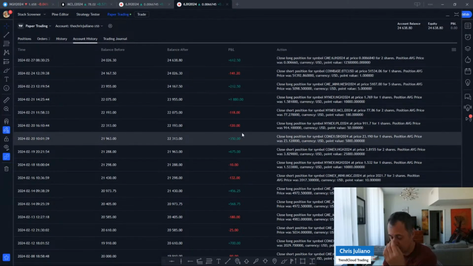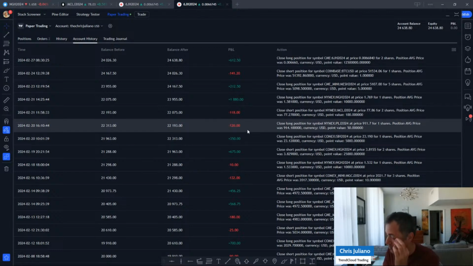Forward testing is very powerful. You need to do both, right? You need to do backtesting at first, to optimize everything, make sure your strategy is working. And then you've got to do the forward testing.